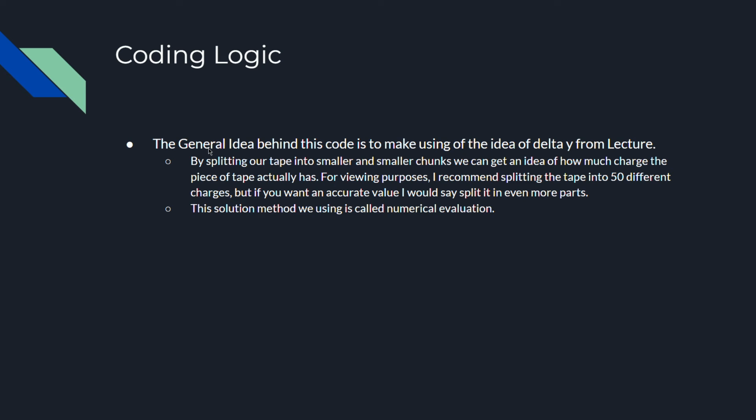The general idea behind this lab is using the idea of delta Y from the lecture. By splitting our tape into smaller and smaller chunks, we can get an idea about how much charge the tape actually has. For viewing purposes, I recommend splitting the tape into 50 different charge pieces, not charges. But if you want an even more accurate value of how much charge it yields, I would say split it into more parts. But using around 50 will give you a good representation of what's happening vector-wise. Whereas if you use any more than that, the arrows will just be one big mess because there are so many different vectors in the system.